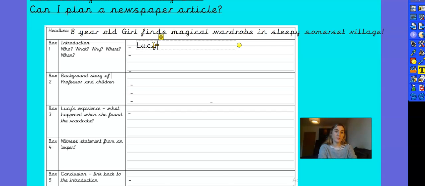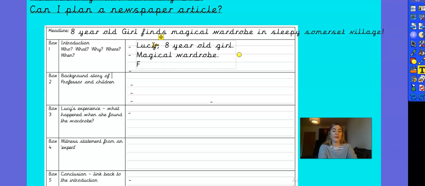So Lucy, and we can say what her age is. 8-year-old girl. Don't know why I capitalised girl then. 8-year-old girl. Remember, we're just writing notes here, so you don't need to be terribly complicated when you're writing these notes. And what? So we're going to be talking about a magical wardrobe.